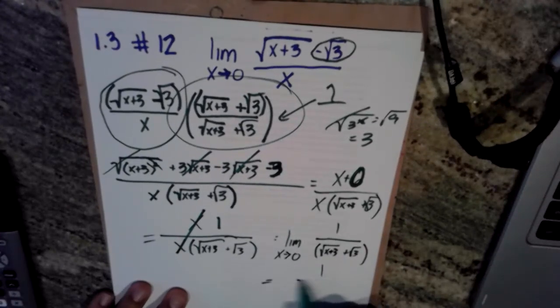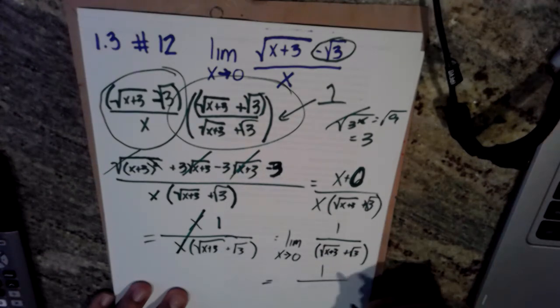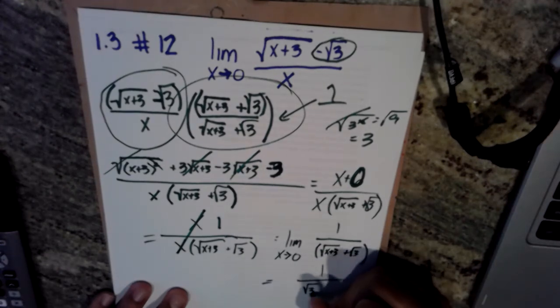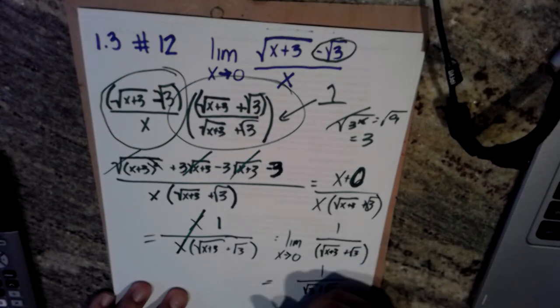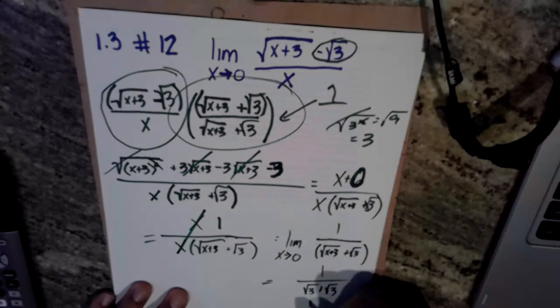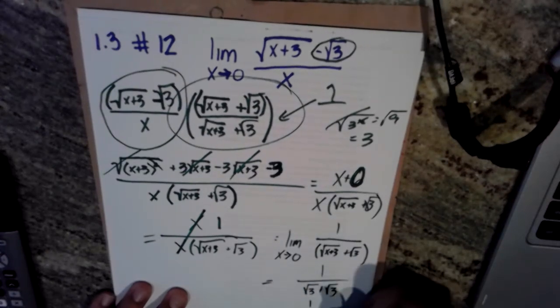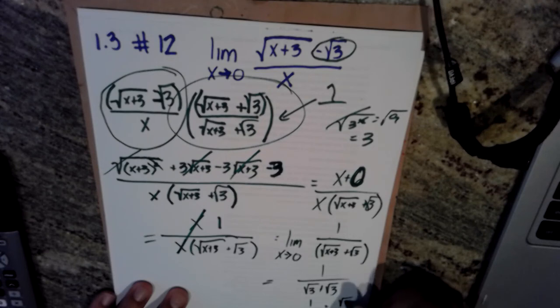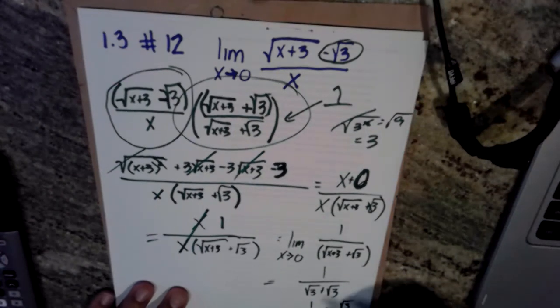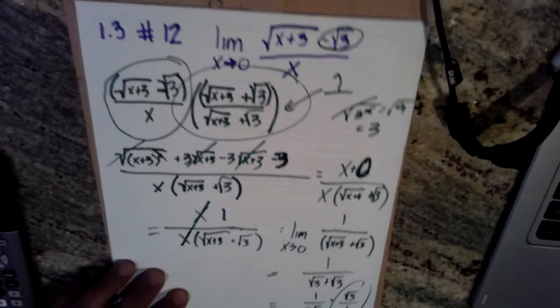So you get 1 over radical 3 plus radical 3, which is 1 over 2 radical 3. Multiply by radical 3 over radical 3, and you get radical 3 over 6. That should be your answer.